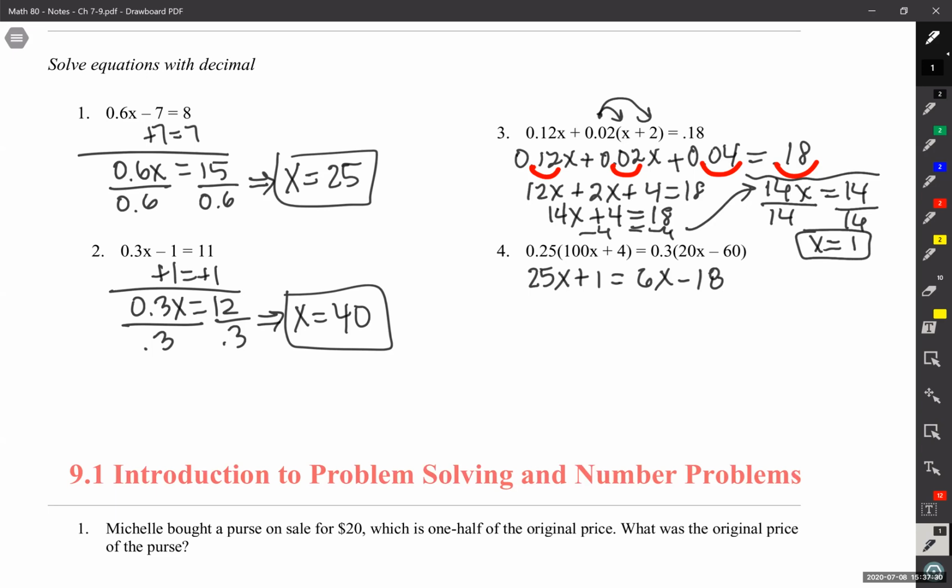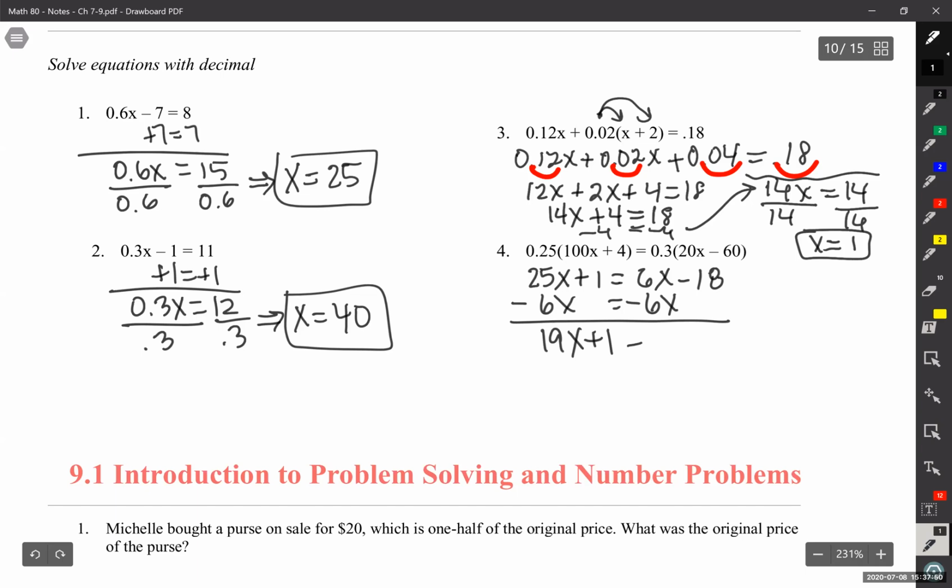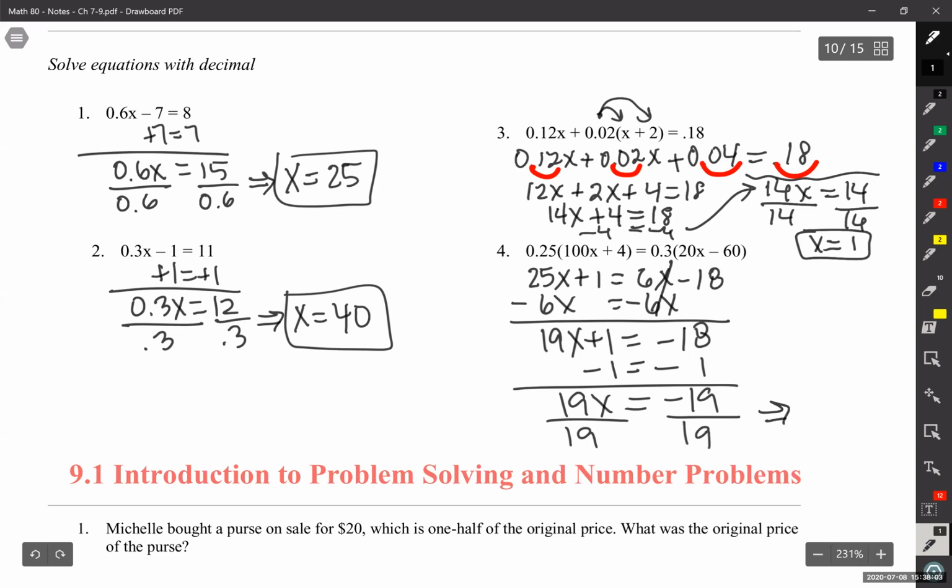And just like with the fraction section, sometimes you just start the problem and everything goes away. All the bad stuff goes away. So I actually have no more decimals. I don't need to worry about anything else in this problem except solving it. So I will subtract 6x. And then I will subtract 1. And finally divide by a positive 19, which gives me a final answer of x equals -1.